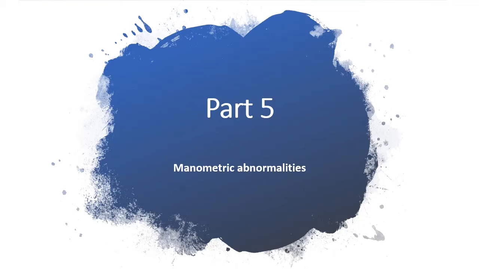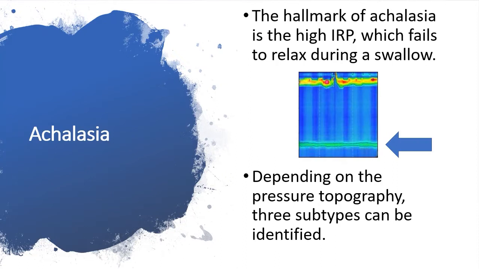In this section, you will learn about interpreting manometry and identifying abnormalities. The hallmark of achalasia is the high integrated relaxation pressure, which fails to relax during a swallow. Depending on the pressure topography, 3 subtypes can be identified.